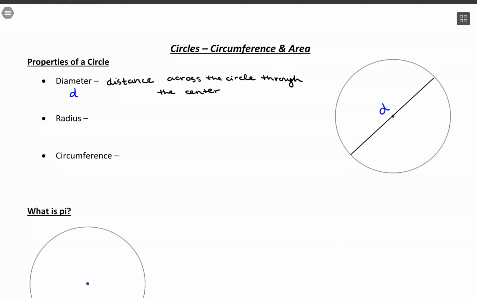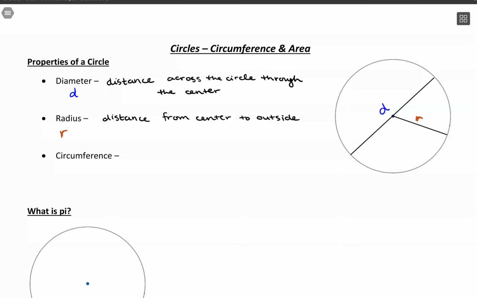Now the radius is going to be the distance from the center of the circle to the outside of the circle. So what we can do is start at the center this time, and then it just needs to end up along the outside somewhere, absolutely anywhere, since it measures the same all the way around. So let's say I go there. That would be our radius. So we use little r for radius.